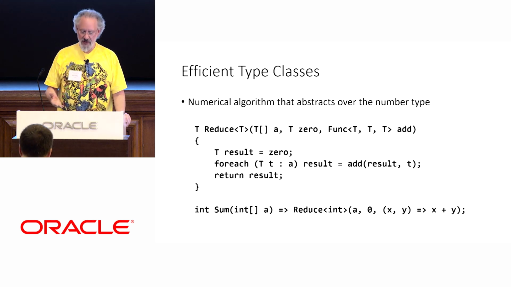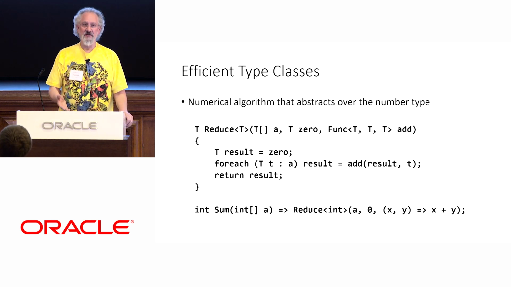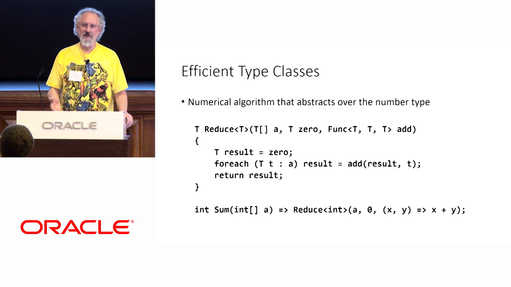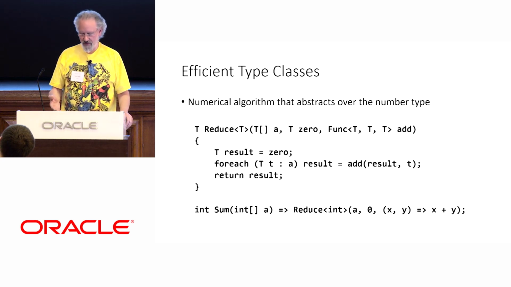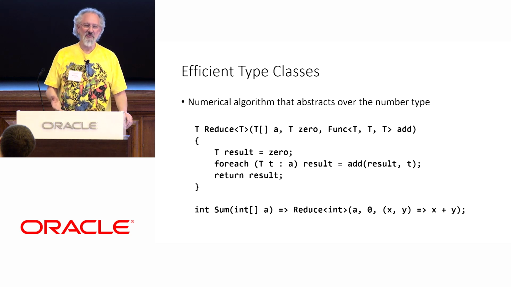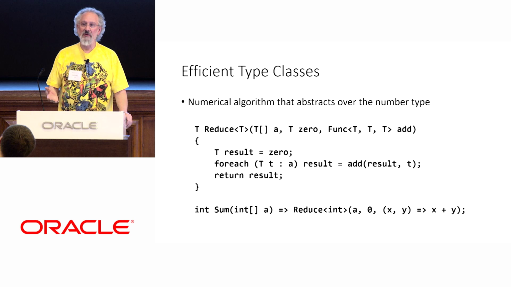It's abstracting over the number type. So it takes an array of some type t, it takes a 0 value, which is the initial value of your sum, and it takes an add function, which in C# parlance is a delegate. This would be a SAM interface type in Java. You'd probably pass a lambda expression when you call it.